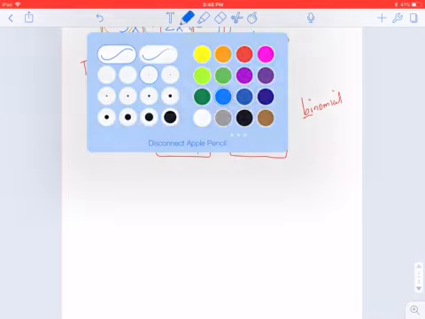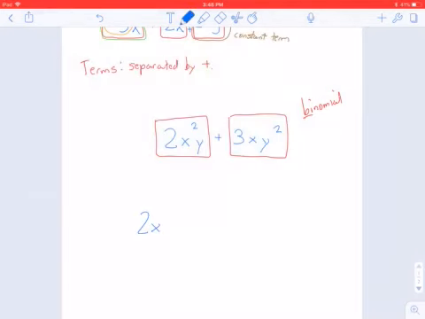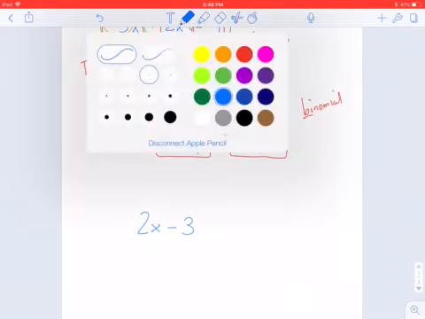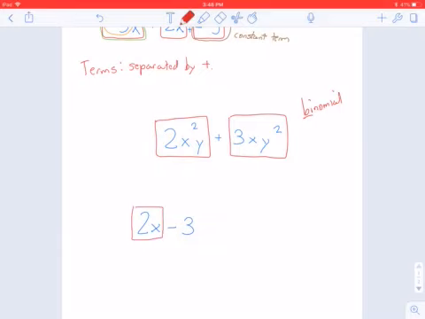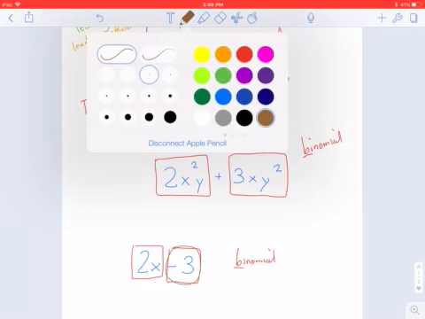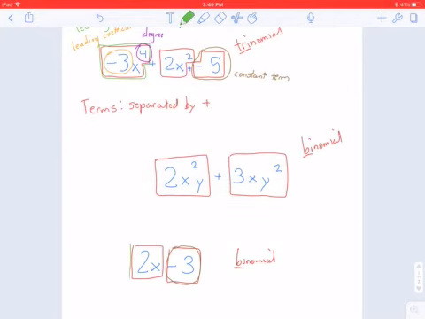Last one to talk about. What about 2x minus 3? 2x minus 3. This is another binomial. It has 2 terms. The first term is 2x. The second term is negative 3. Binomial. 2 terms. What's the constant term? Yeah, the constant term is negative 3. It has no variable. The leading term is, of course, this first one. This is the leading term. What's the leading coefficient? The leading coefficient is 2.